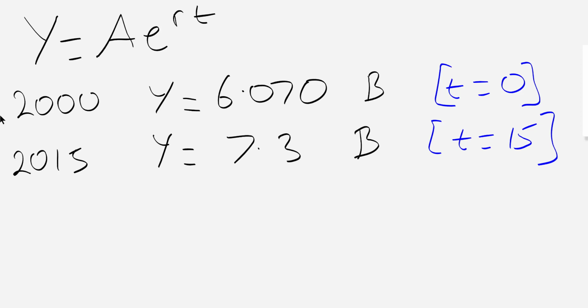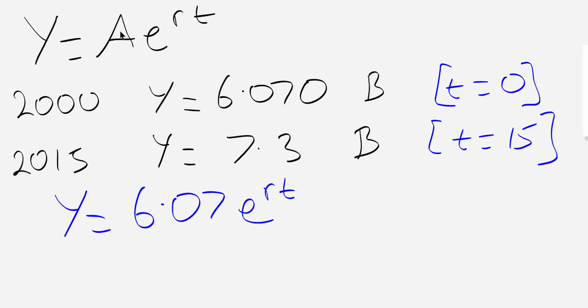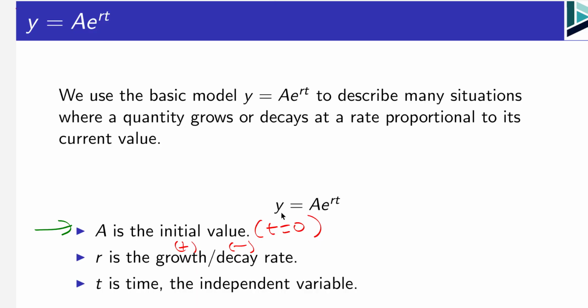All right, so going back to the function, y equals a e to the rt. My initial value when t equals 0 is 6.07 billion. So since we know that a is the initial value, we can write the function as y equals 6.07 e to the rt. Remember, our a is our initial value. We've already looked at that. When we have y equals a e to the rt, a is the initial value.